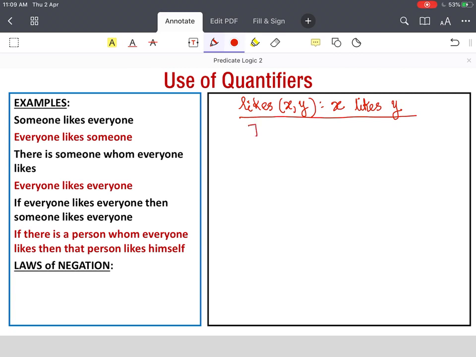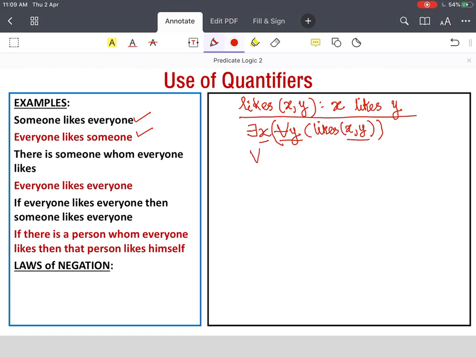The first one is someone likes everyone. That means we will write there exists x such that for all y, likes(x, y). Which means that there exists someone x such that for every y, x likes y. This is how we encode someone likes everyone. So we have done this one. Now, how do we encode this one?